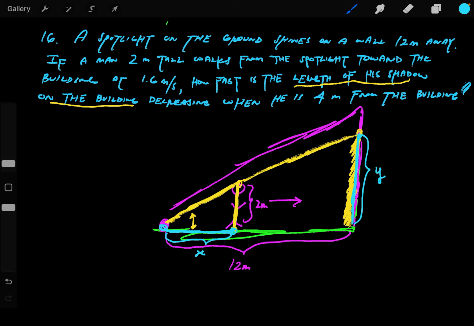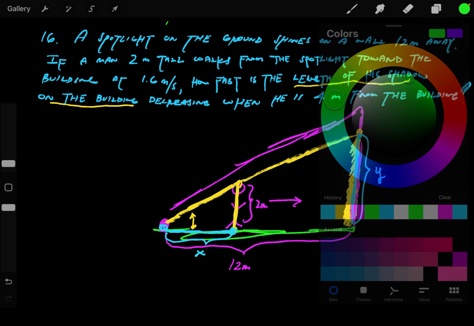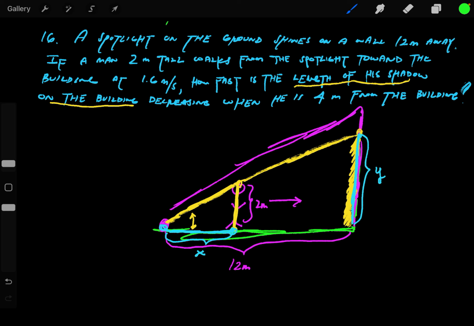And I already see the relationship. These two triangles are similar triangles. Because of that, I can write an equation relating X and Y. So this is going to be one triangle, and 2 over X is going to be equal to the relationship with the big triangle, which is Y over 12. Now that I have that, I can say that 24 over X is equal to Y. And now I have a relationship relating these two quantities.